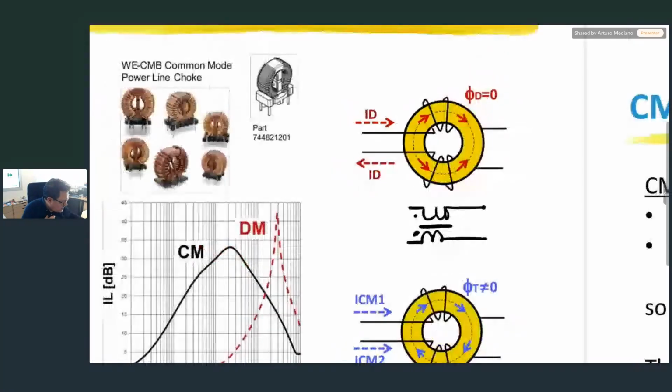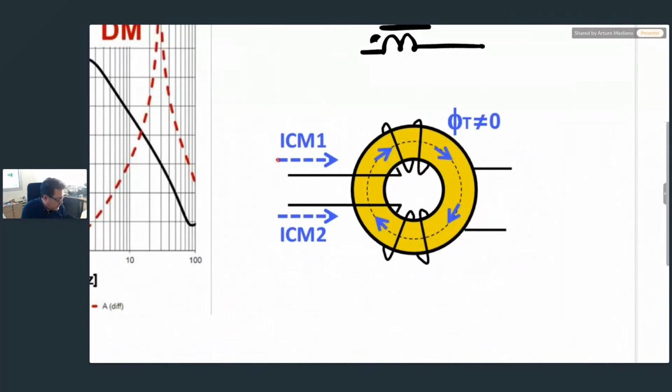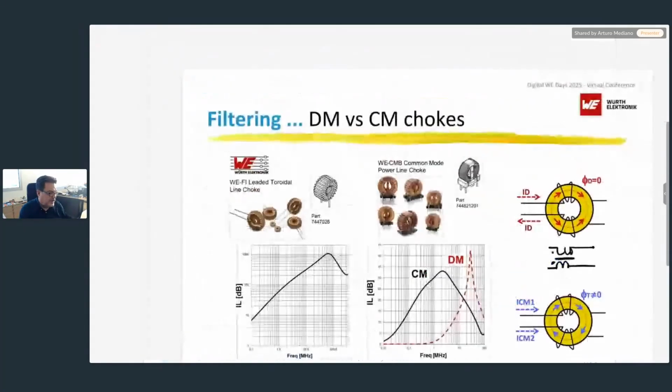If you go to the same core and you evaluate what happens with common mode currents, you can see that for common mode currents going in the same direction, the magnetic fluxes go in the same direction. So the idea is that in this situation, for this common mode current, you are introducing some kind of impedance. So you will be able to filter the signal without distortion for the differential mode signals.